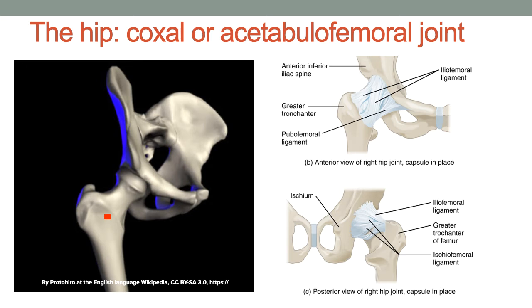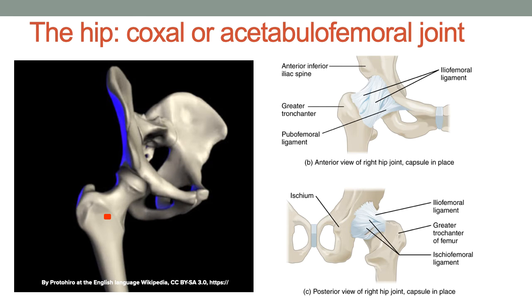All right. Moving along to the hip. The hip joint is another multiaxial ball and socket joint. And it is an articulation between the head of the femur, which is already highlighted there, and the acetabulum of the hip bone, which is really not visible in this image.